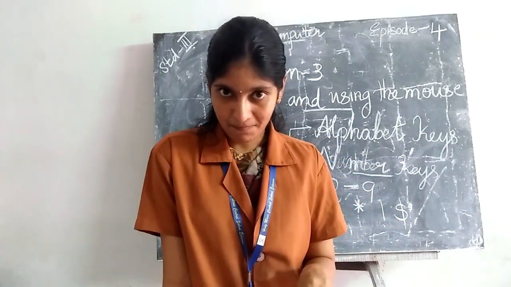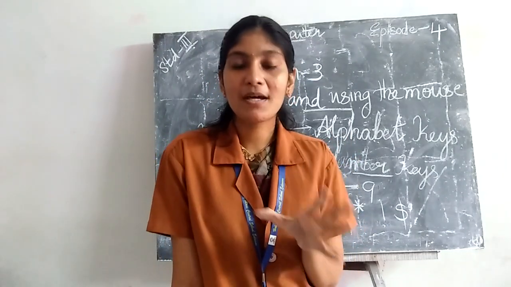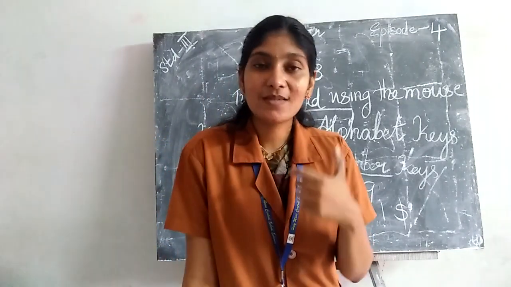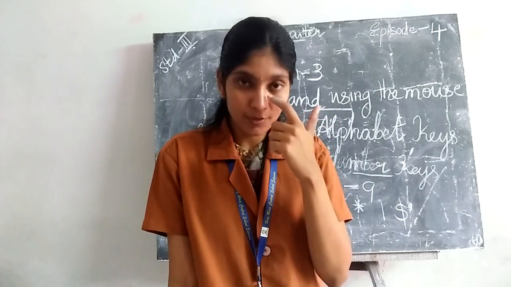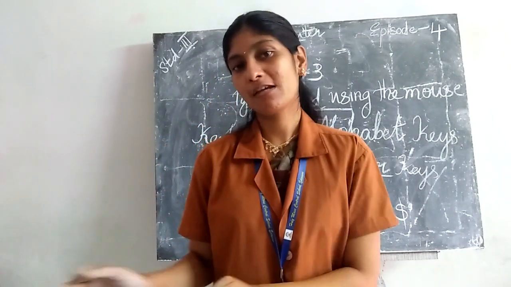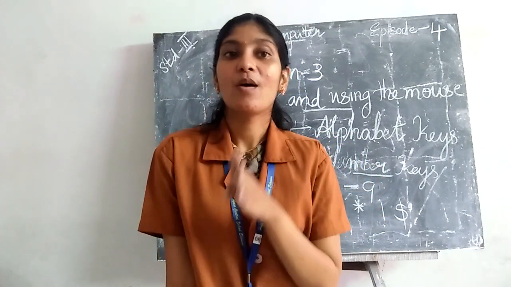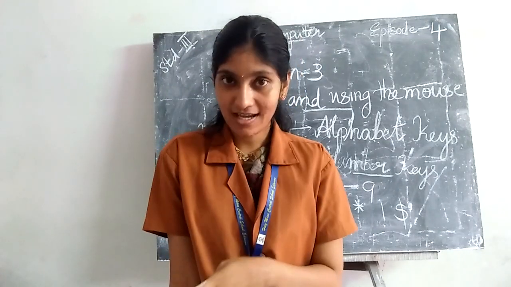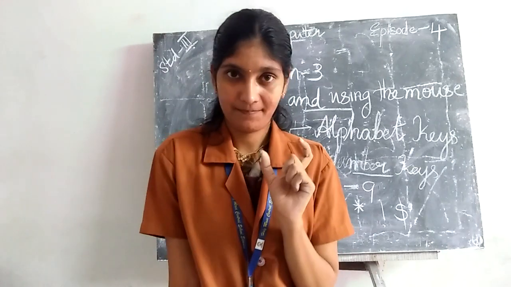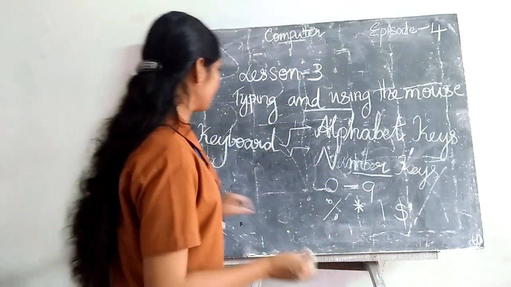Numeric means related to numbers, right? So the numeric keypad looks like a calculator and it is very convenient to do calculations. That's why it is placed at the right side of the keyboard. That means there is a rectangular board present on the right side of the keyboard. It is known as the numeric keypad, and it contains the numbers 0 to 9.